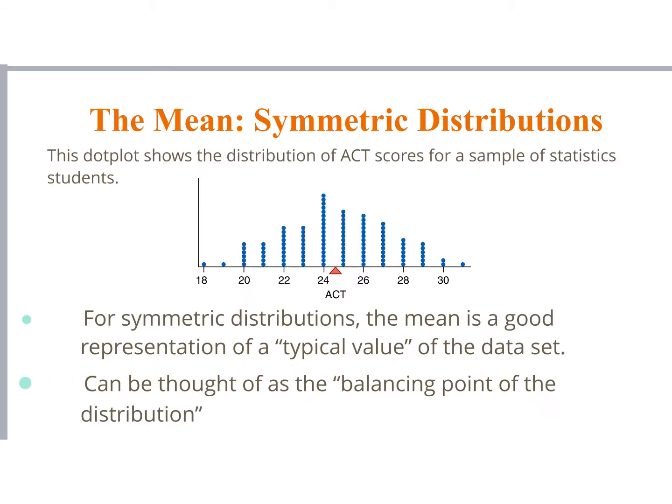So here's a dot plot that shows the distribution of ACT scores for a sample of statistics students. Remember, a dot plot is one of the 3 numerical visual representations. So for symmetric distributions, which this one is fairly symmetric, the mean is a good representation of a typical value of the data set. It can be thought of as a balancing point of the distribution. So if you look at the mean, right where that red triangle is showing, it shows that it's a balancing point, right? It kind of balances out the data set, and we call that the typical value in a symmetric distribution.